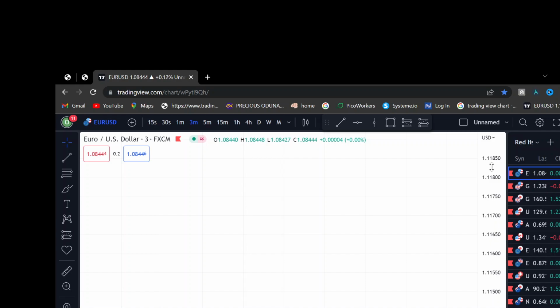And if I go back to my word, you can see they say the amount of value each pip is worth depends on its trade size and the unit you are trading.